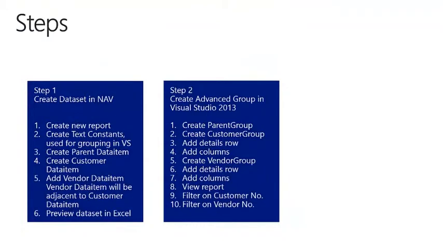So we're now at step number 2. We'll be creating the groups in Visual Studio. First, we'll start out putting in a tablix control, and then we will create a parent group on this, and we'll create a customer group and a vendor group, and in both these groups we'll add a details row, and then we'll add columns, and then we'll view the report to see how it looks, and we will discover that we're missing filters on each of these groups. Then we'll filter on the customer number for the customer group, and we'll filter on the vendor number for the vendor group. But let's have a look.